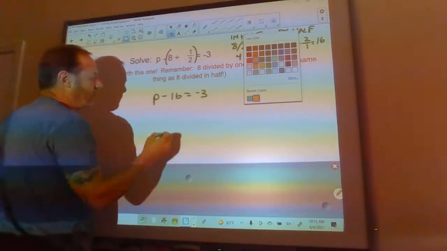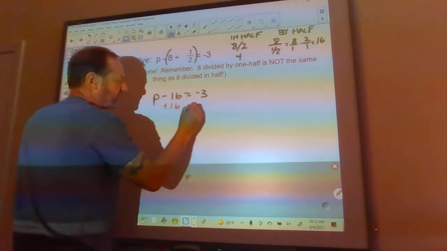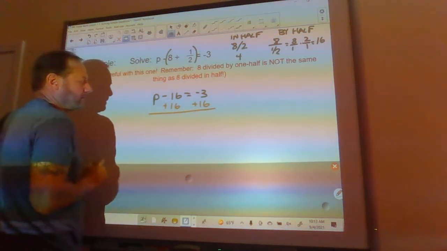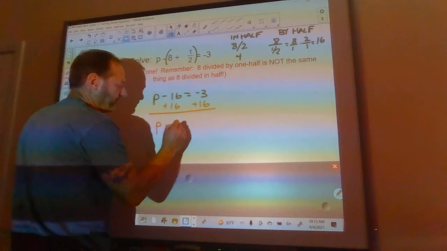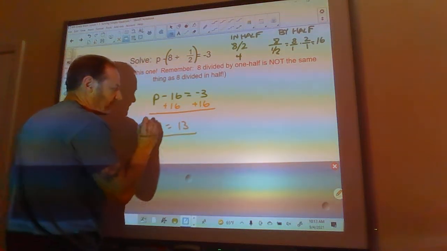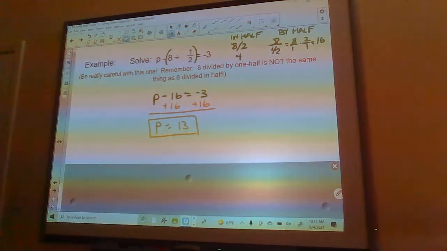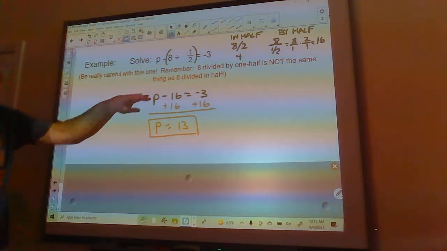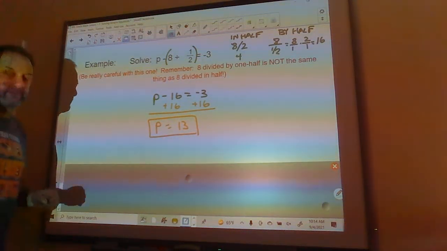Okay, now we're going to add 16 to both sides. And P equals 13. -3 plus 16 is 13. Notice I always work vertically and I always put a box around my answer.